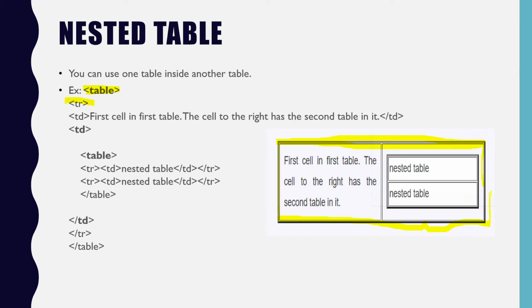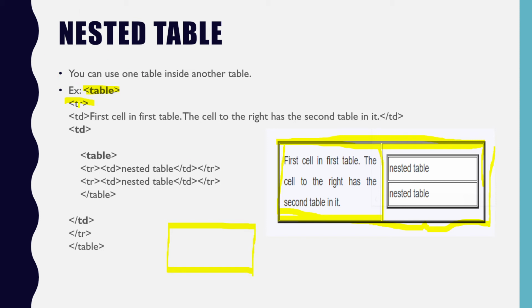This is the full TR, and within that in one TD, in the one table row I have written this much, and in the second TD again I have taken one table. Got it? Again I have taken one table. Let me explain over here. This is one cell.